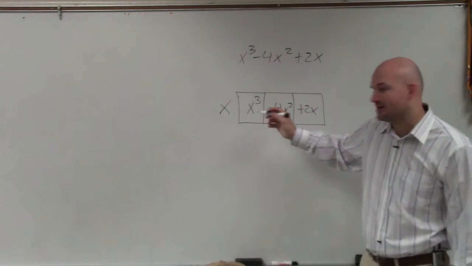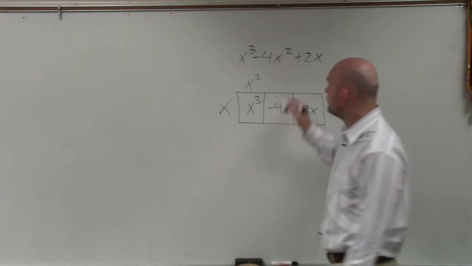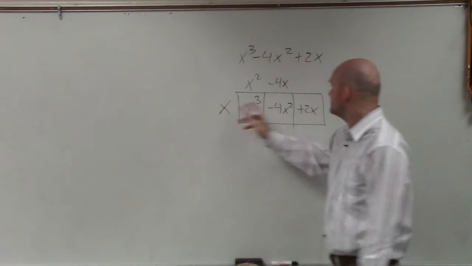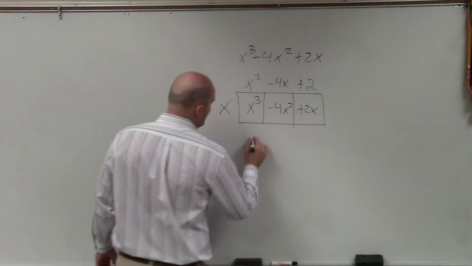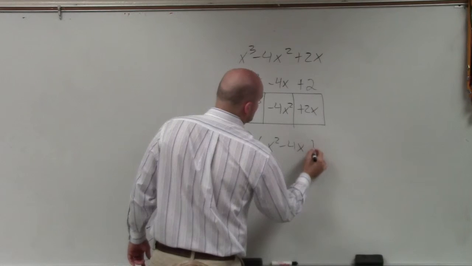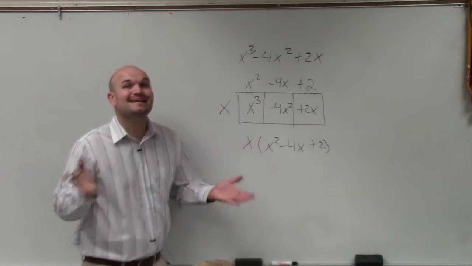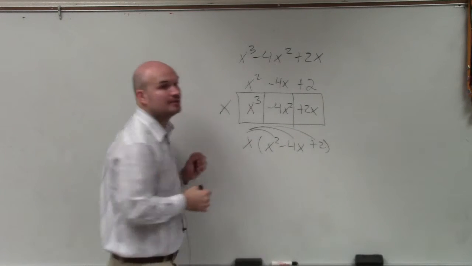So x times what gives you x cubed? X squared. X times what gives you negative 4x squared? Negative 4x. X times what gives you positive 2x? Positive 2. Therefore, we can write this as x times x squared minus 4x plus 2. Again, you can always check your answers, Brian, by applying the distributive property.